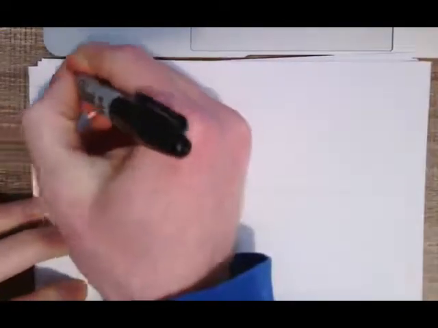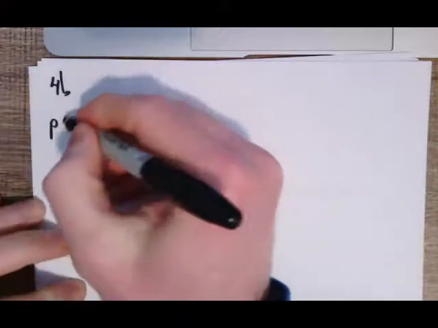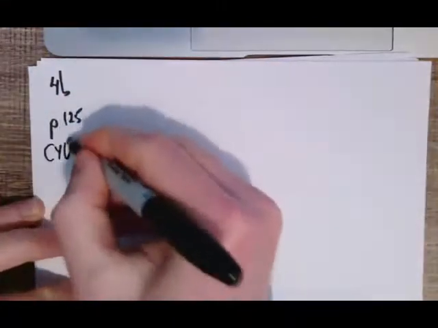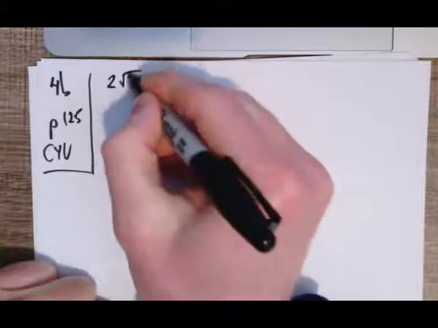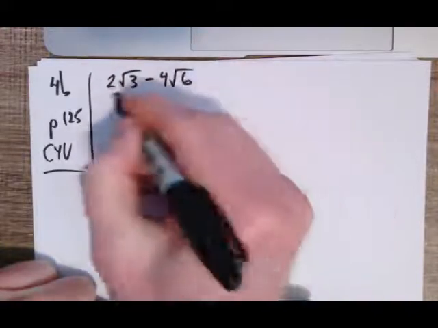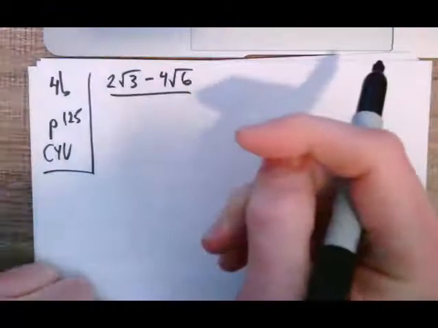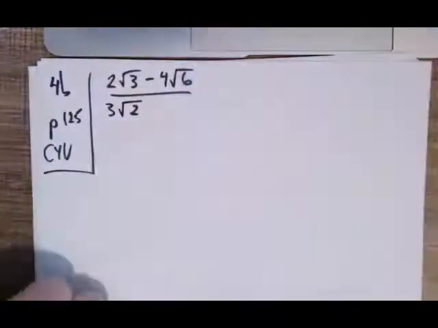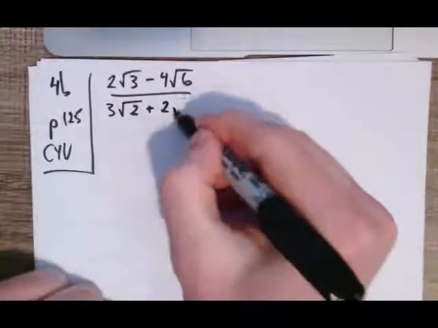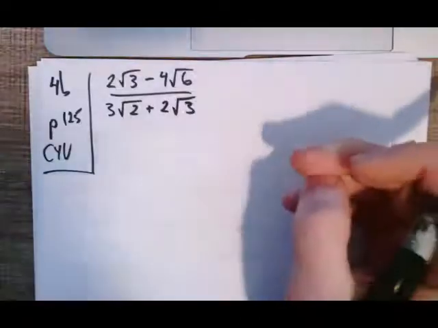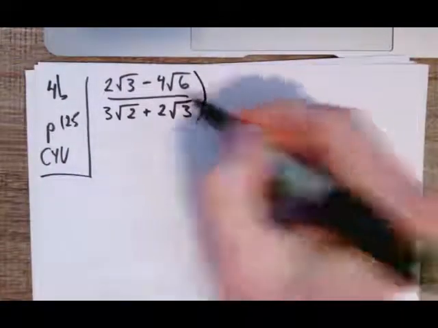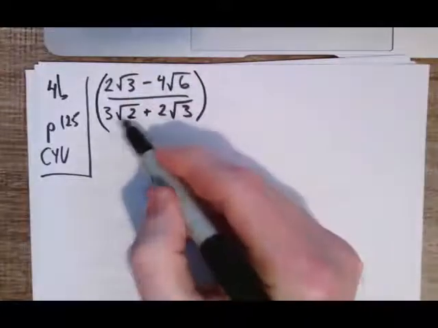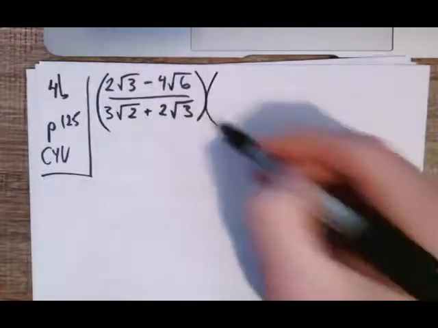4B. Page 125. This is a CYU. 2 root 3 minus 4 root 6 over 3 root 2 plus 2 root 3. All right, so our conjugate is 3 root 2 minus 2 root 3, right?